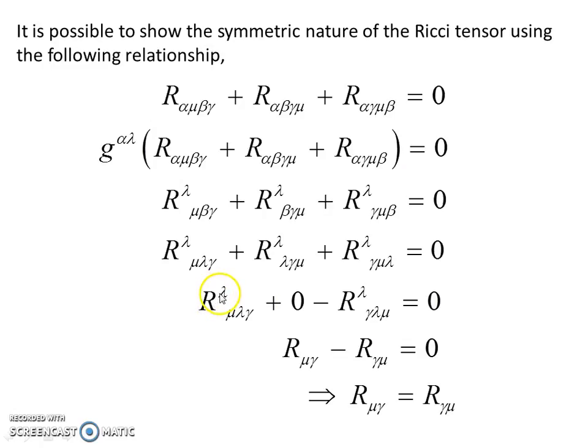So over here, contracting on the first and third index gives us the Ricci tensor with mu and gamma as indices, and over here gives us the same tensor but with the indices reversed. And we're told that these two then go to 0, which implies that R mu gamma is the same as R gamma mu, that the Ricci tensor, or this new second order tensor, is indeed symmetric.